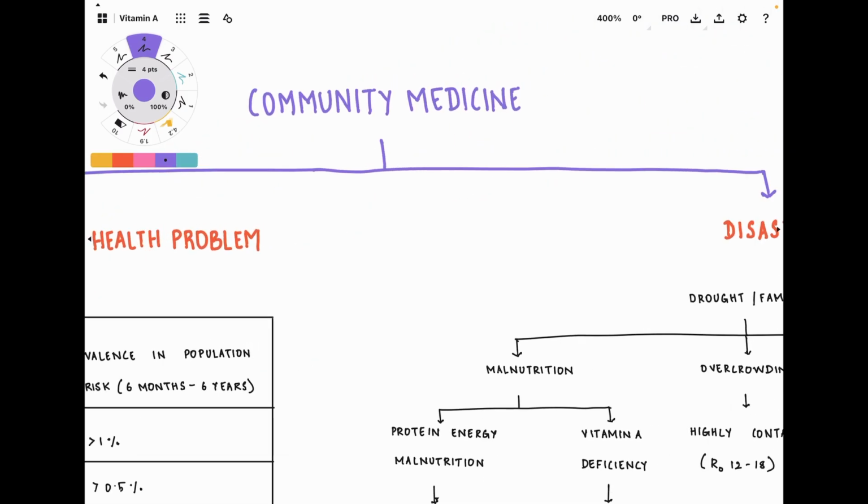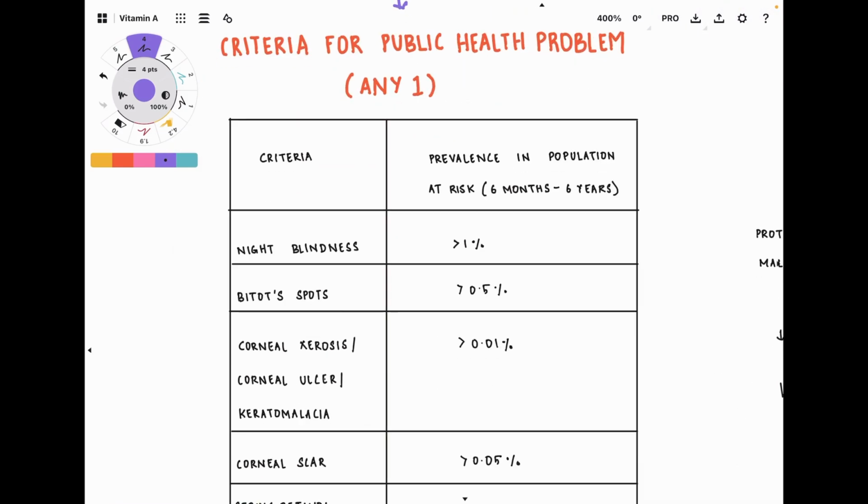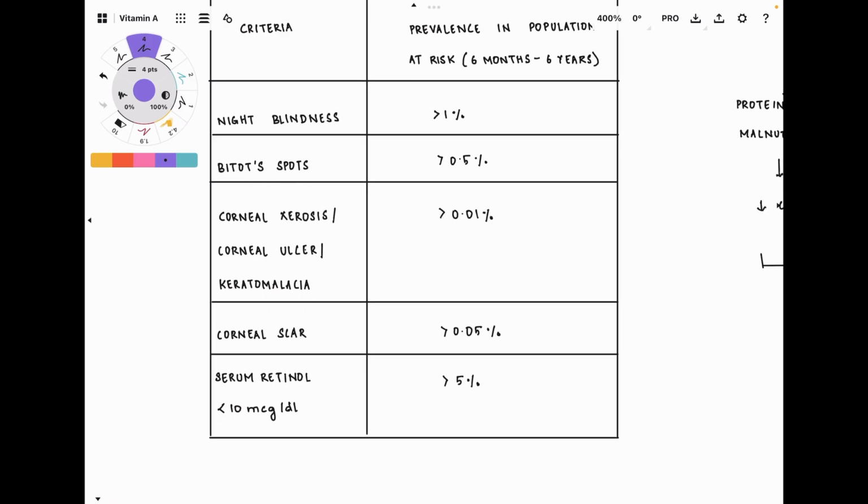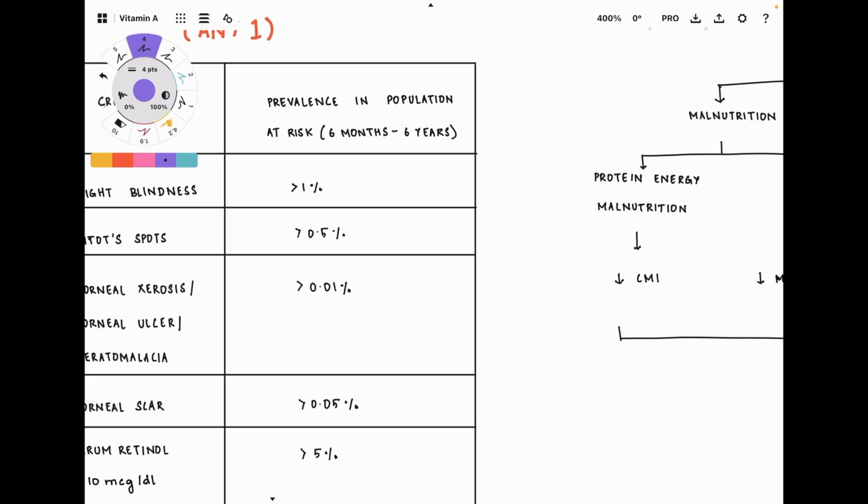Next subject is community medicine. In community medicine, we have two concepts. The first concept is criteria for public health problem. In order to announce vitamin A deficiency as a public health problem, any one of the following criteria should be met. Night blindness more than 1%, Bitot spots more than 0.5%, corneal xerosis, ulcer or keratomalacia more than 0.01%, corneal scarring more than 0.05%, and serum retinol levels less than 10 micrograms per deciliter in more than 5% of the risk population. Here, the risk population taken under study is 6 months to 6 years of age.